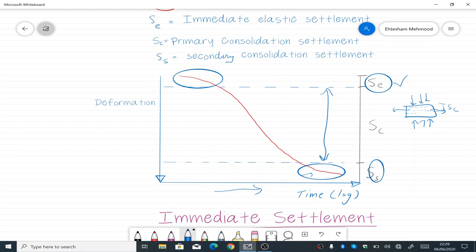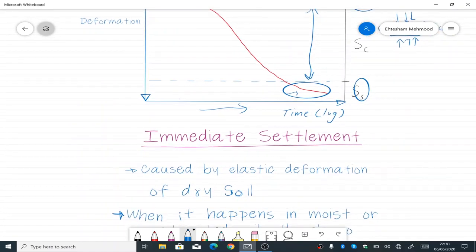Just to repeat, whenever we are compressing a soil specimen, as you've already seen in the definition, elastic settlement happens as soon as the construction work is happening, so it will finish during the construction time. At a later stage, when the structure is there and load is coming on the soil, water will move out due to consolidation settlement, there will be a reduction in volume, and the soil will compress in S_C. After finishing the primary consolidation settlement, there can be a further decrease in the volume of the soil, and that is regarded as S_S, or the secondary consolidation settlement.